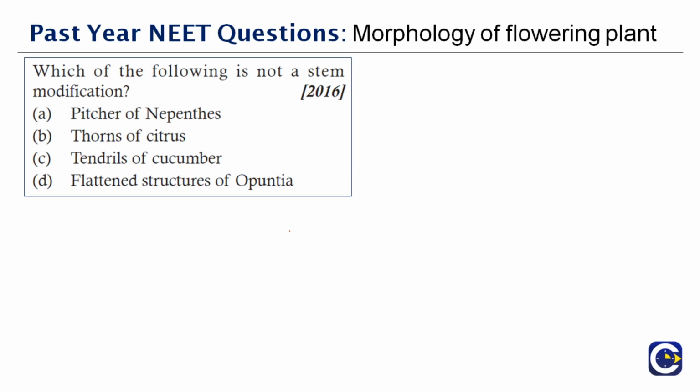Next question here. Which of the following is not a stem modification? So you have thorn of citrus, tendrils of cucumber, flattened structures of Opuntia, pitcher of Nepenthes. The answer is option A. Pitcher of Nepenthes or pitcher plant is a modification of leaf, while the rest are modifications of stem. Thorns in citrus, tendrils in cucumber, all these are stem modifications. The only one which is odd here is option A, while pitcher plant is a modification of leaf.